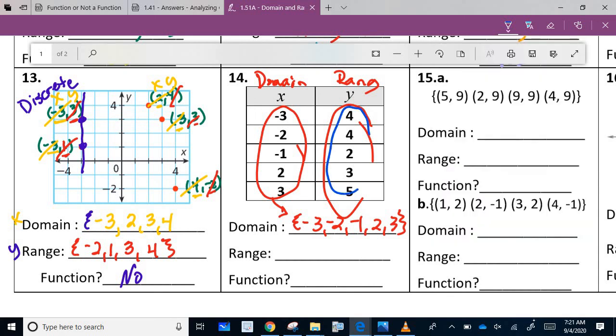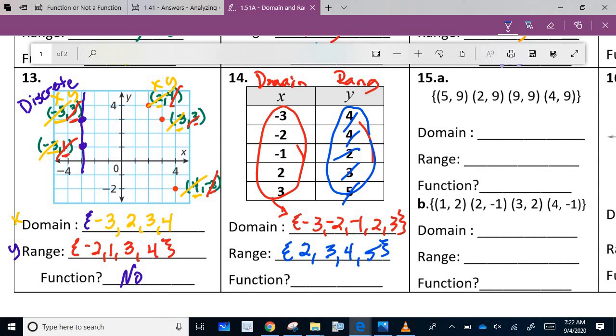Since these are the ranges, I'm going to take these right here and write them in order. When I write them in order, I see the smallest number right here is a 2. So I'm going to put a 2 first. Then I go to a 3. And then I have 2 4s, so I'm going to put just one 4 down and then a 5. Now, I have them in order.